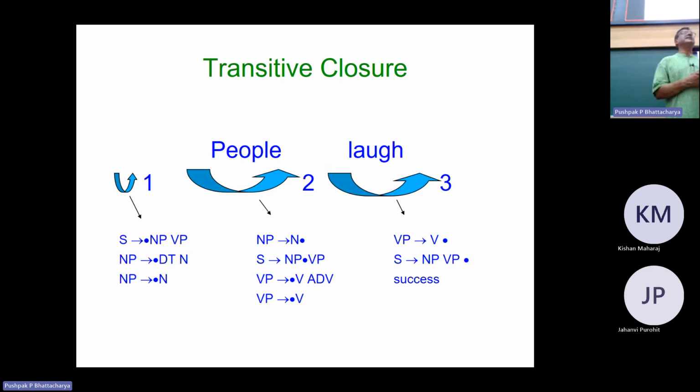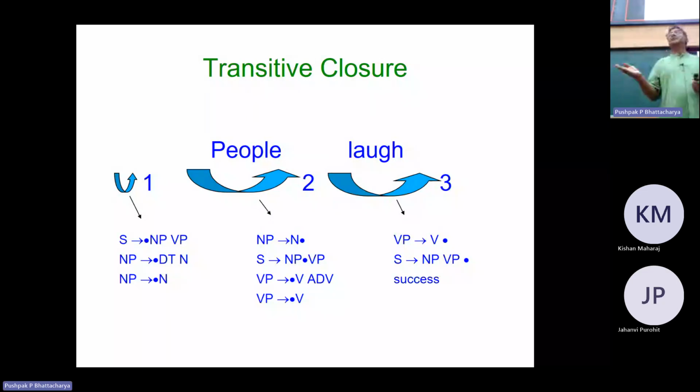Sitting before NP means that we have to finish the work of finding the phrase. A noun phrase will have to be found in the input string, input sentence, and then the dot will move over noun phrase and sit before a verb phrase, saying that now a verb phrase has to be found in the input. So this is the meaning of dot. The dot plays a very important role in the computation of the parsing.